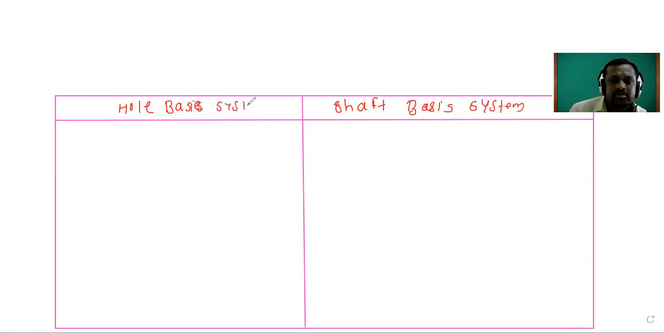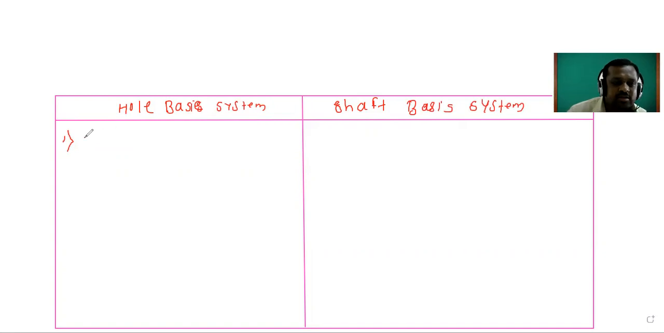So here it is, the hole basis system on this side. This is the hole basis system. And this will be the shaft basis system. Shaft basis system and the hole basis system. Then tell me, what is the first point in the hole basis system?